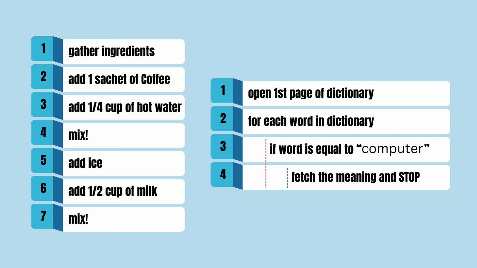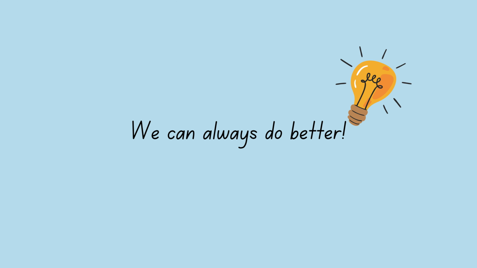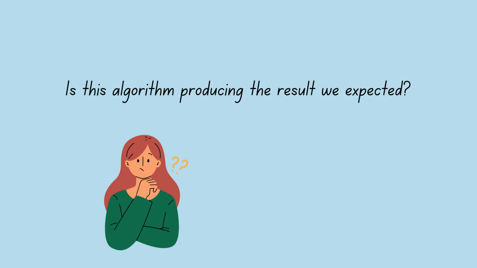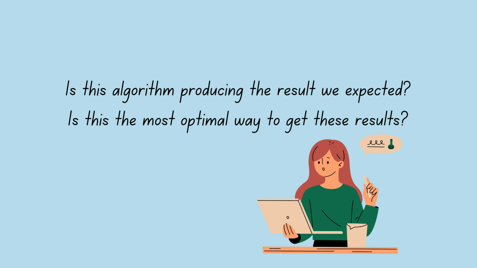These two algorithms were two really simple algorithms to solve simple problems. But are these the best algorithms that can be written for these problems? We can always try to improve our algorithms and make them work more efficiently. Simply, we could ask ourselves 2 important questions. Is this algorithm producing the results we expected? And is this the most optimal way to get these results?